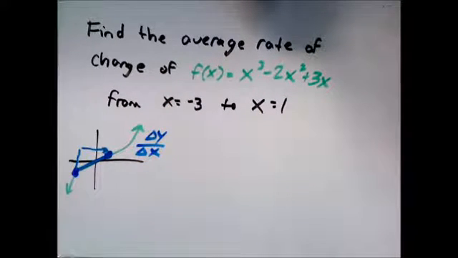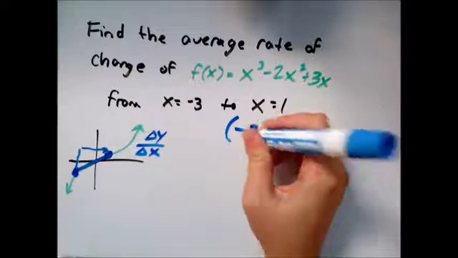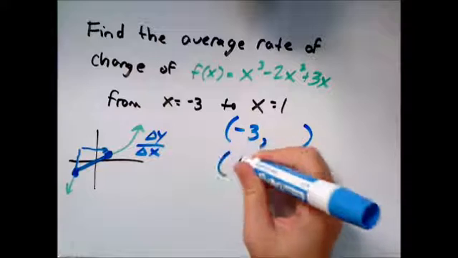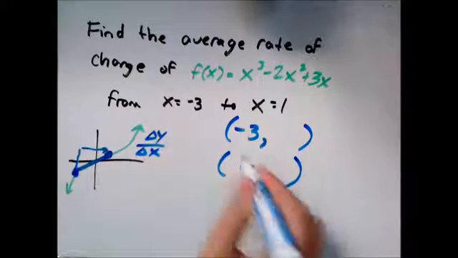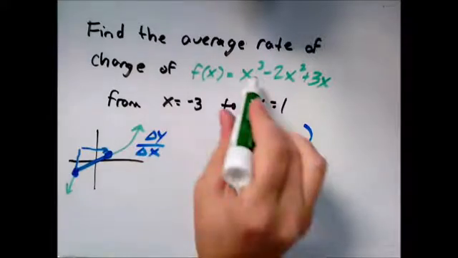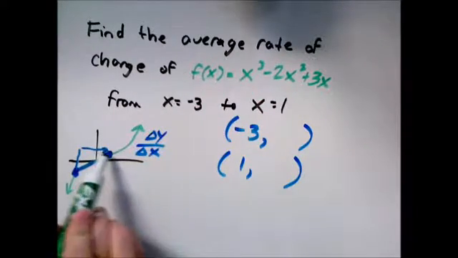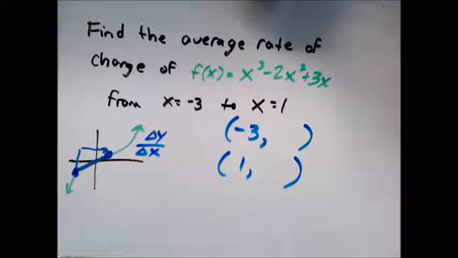Alright, so if we're doing this between these 2 points, notice they basically only gave us half of a point. They said between x is -3 and x is 1. If we're going to figure out slope, we probably need the whole point. So how can we figure out the rest of the point? We'll plug them both into the function. So if I put 1 into my function, f of 1, I'll get the output, so I'll know the y value at that point.